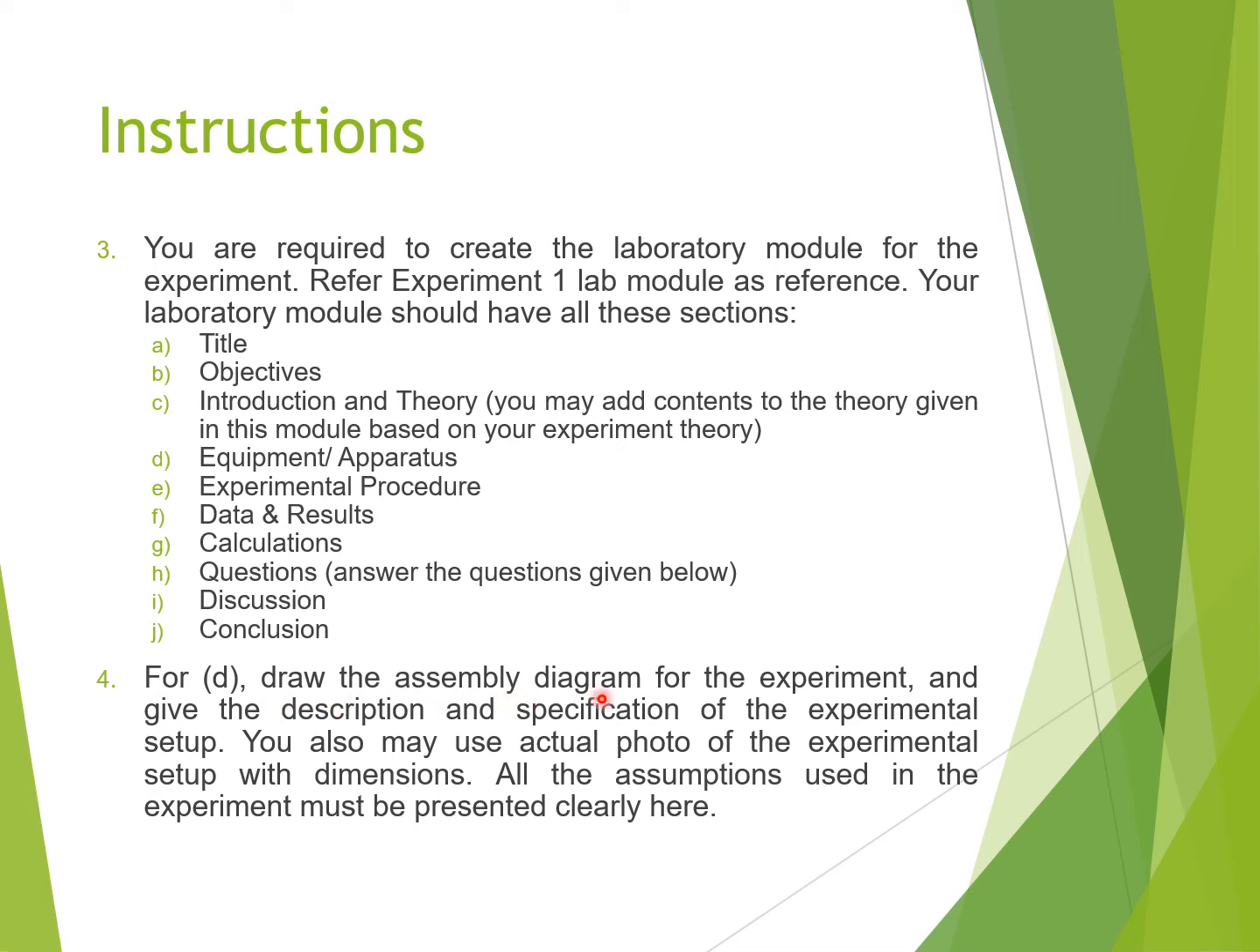Okay, so for D, draw the assembly diagram for the experiment. Meaning you need to draw the sketch, or you can just take a photo, then make sure you label it. Make sure you label the diagram, then give all the description and specification of the experimental setup. So you may use the actual photo of the experimental setup with dimensions. So put the dimensions correctly: the distances, the lengths, everything must be there. And all the assumptions that you use in the experiment, because physics is full of a lot of assumptions. So try to write down all the assumptions that you made in the experiment. Okay, so that's number 4.